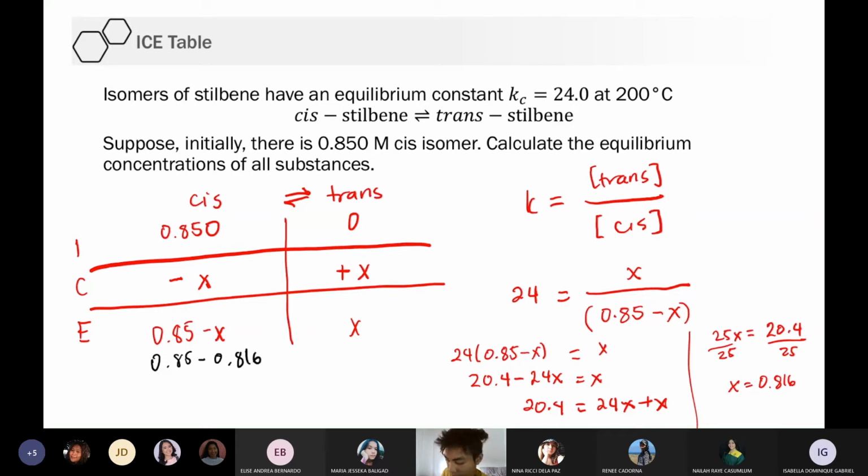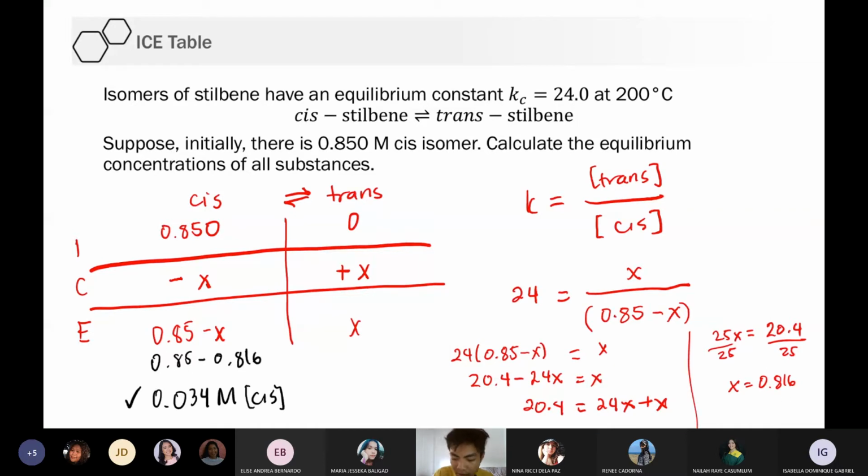And yan ay equal sa 0.034 molar for the cis. Okay, so yan na yung sagot natin. The cis isomer at equilibrium will be 0.034 na lang. Okay, so ang baba na ng amounts niya, no? So at equilibrium, yan na yung amounts niya.